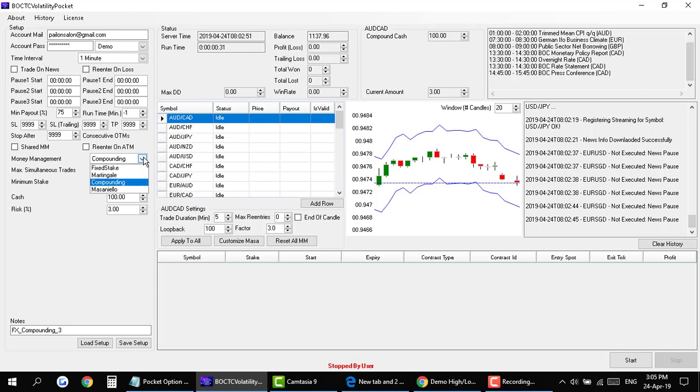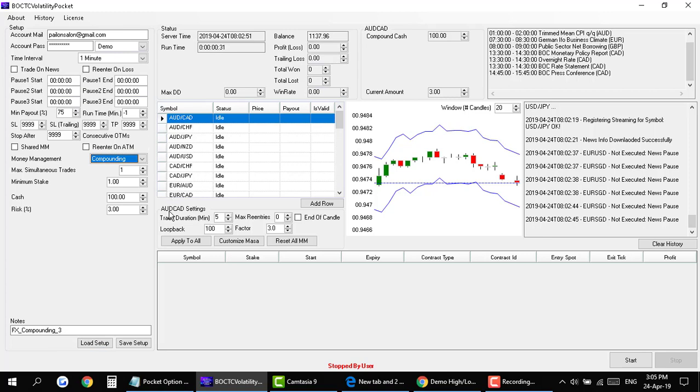There are 4 money management options: fixed stake, martingale, compounding and Masenilo. We have provided you with settings for all the money management options to get started.